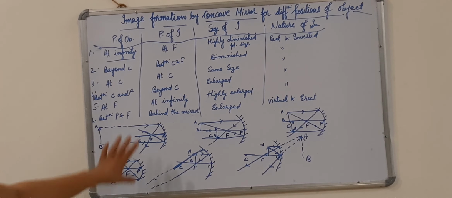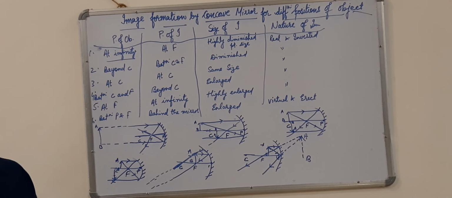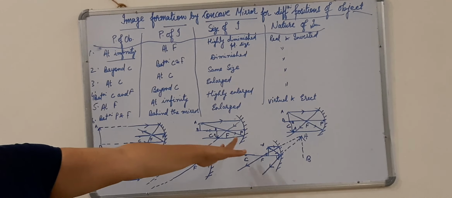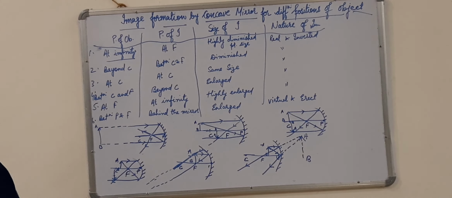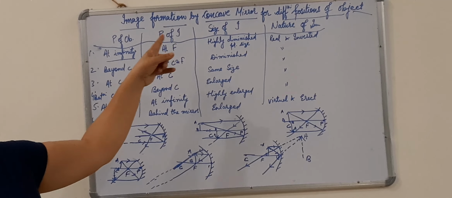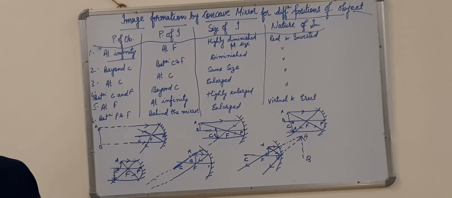So children, I hope this is clear. Next time we will do the applications. Along with that, we will do image formation by convex mirror, children. So before I give you the next video, please learn by heart the table for the convex mirror. That table is very simple, just 2 positions you need to learn by heart. That's all children. Thank you.